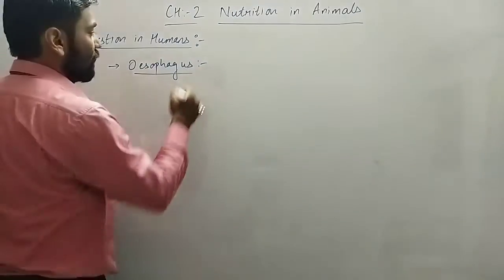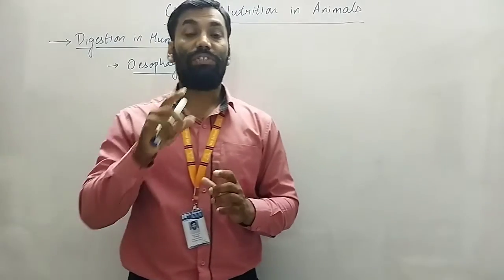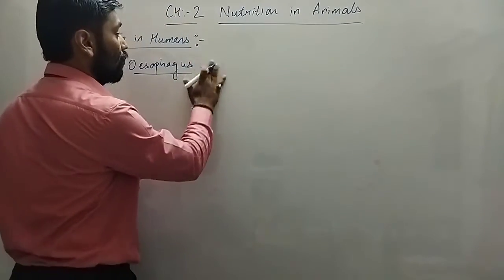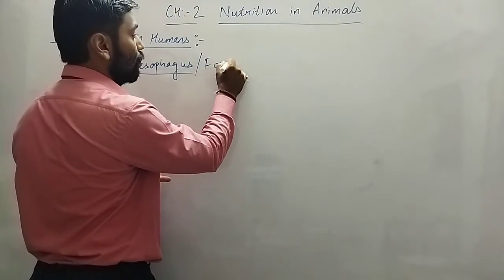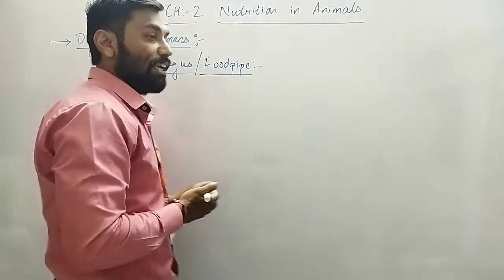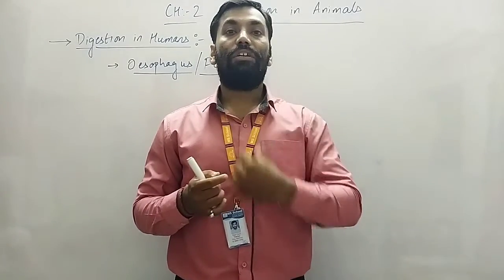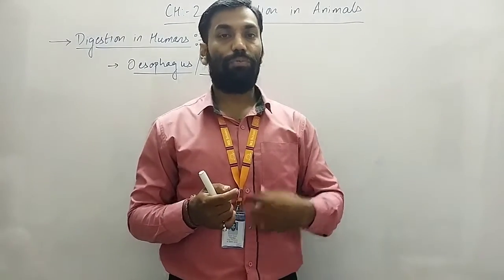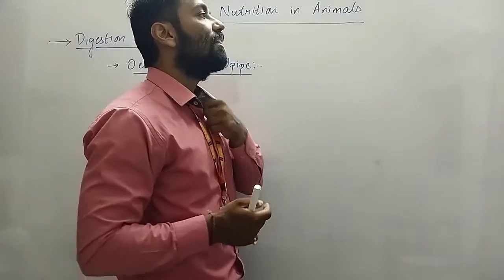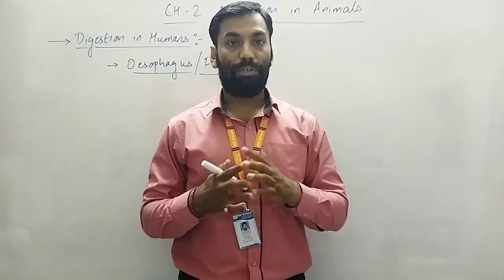So what is the esophagus? The esophagus is also called the food pipe. Now what does it do? It passes the food from the buccal cavity into the stomach. It runs through the neck and through the chest, and passes the food into the stomach.